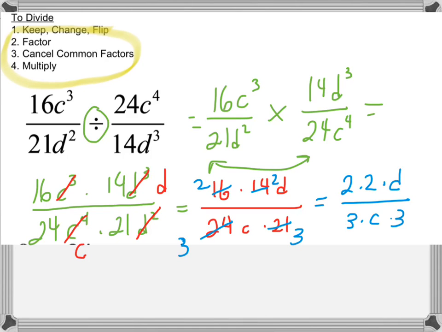Okay, now there's no common factor, so I can go ahead and multiply these out. In the numerator, I have 4d. In the denominator, I have 9c. Okay, and that is as far as you can go with that one. There's no common factors.